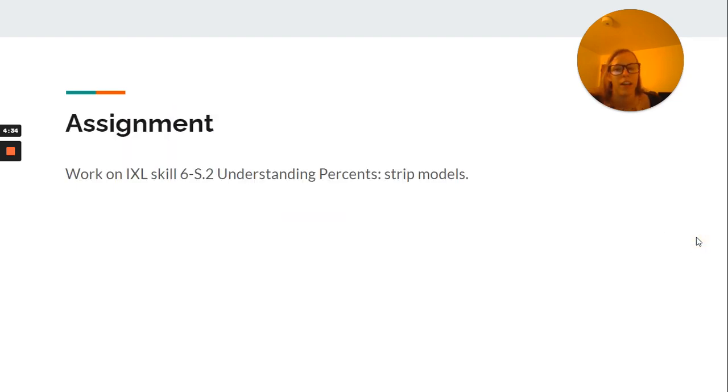All right, so your assignment is on IXL. You're going to be completing or working on the skill 6-S.2, which is understanding percents in strip models. So that's what we were just looking at.